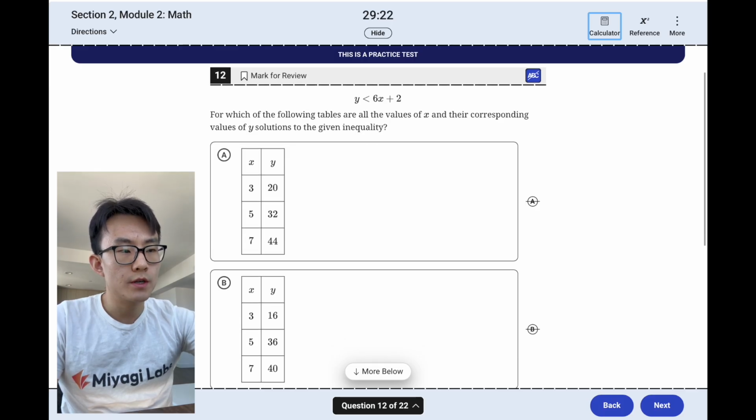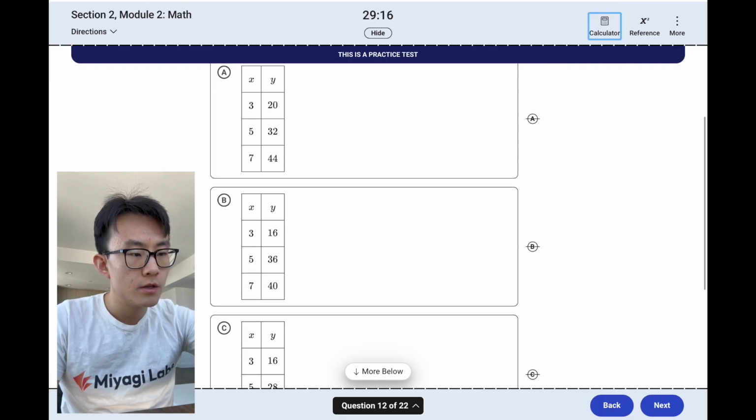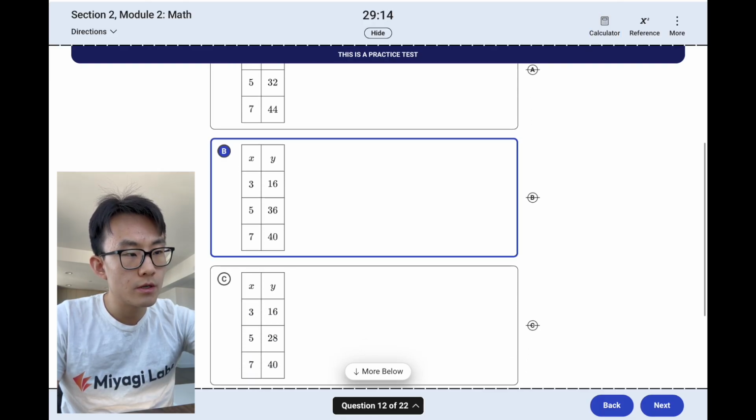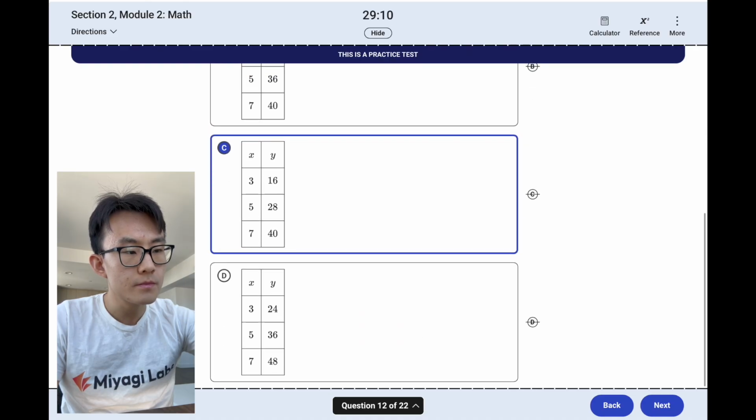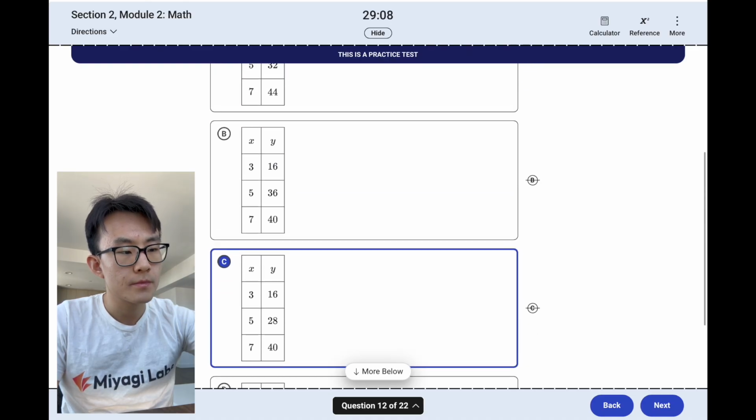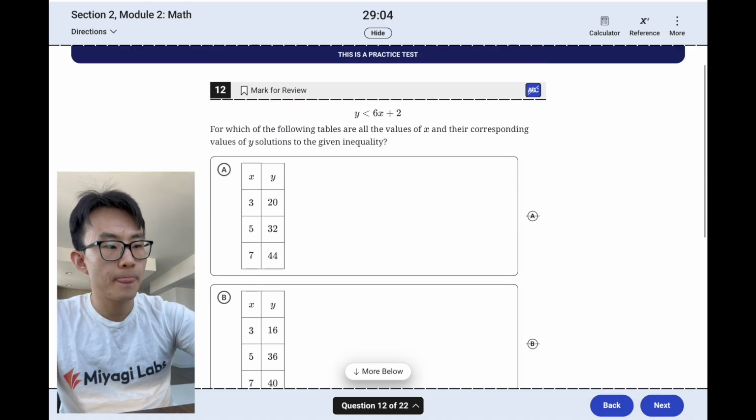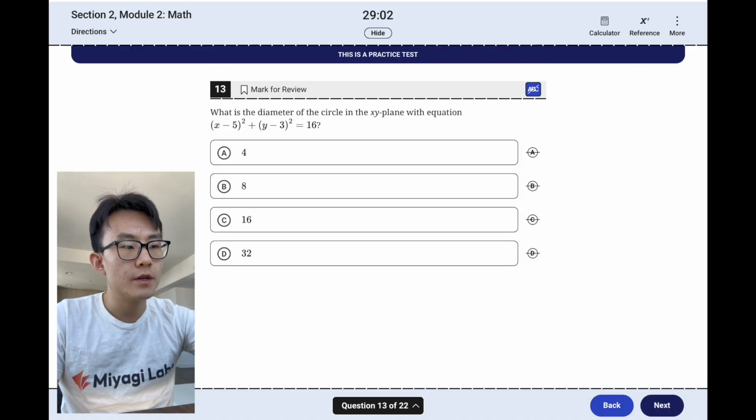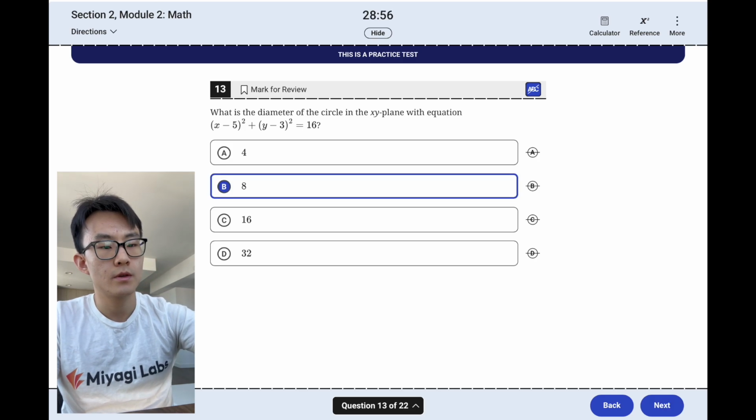Okay, this one, these have to follow the inequality. We can just plug all of them in, but basically y has to be small. So this y seems small. This y seems even smaller than the other one. Let's just double check. I don't really want to double check. What is the diameter of this? Okay, so remember the radius is the square root of 16, so 4, so the diameter is 8.